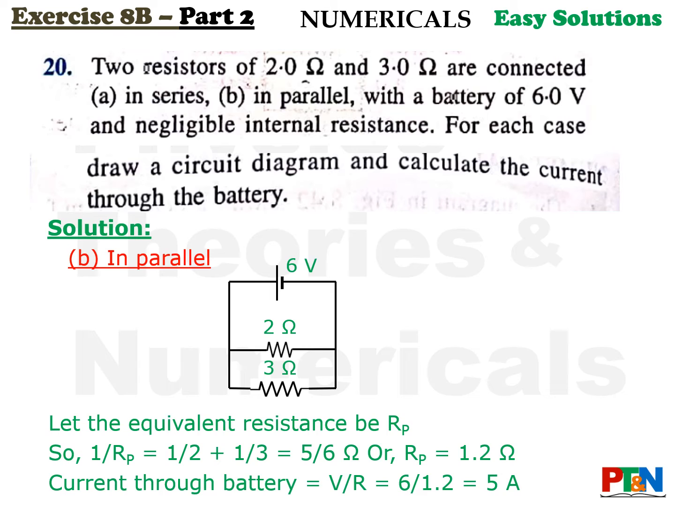Now in parallel, again the diagram is shown. You need to find out the equivalent resistance of 2 ohm and 3 ohm in parallel. Put in that known formula. So you get equivalent resistance as 1.2 ohm. So current through the battery will be V by R again, that is 6 by 1.2, that is 5 ampere.